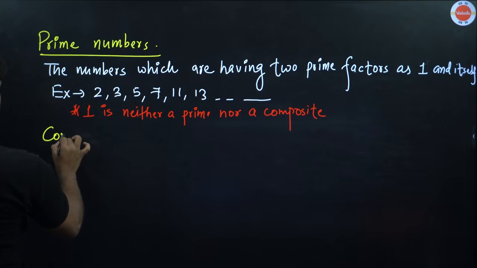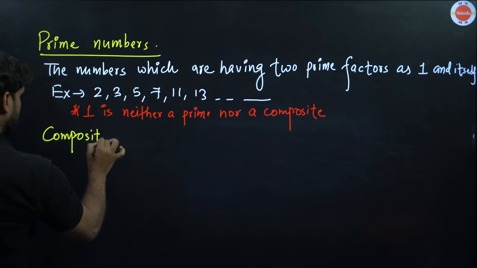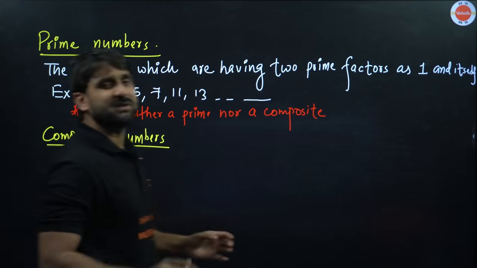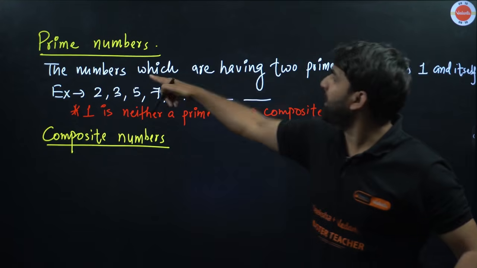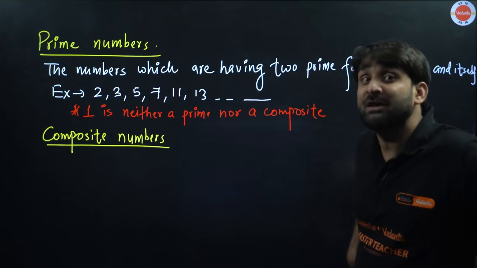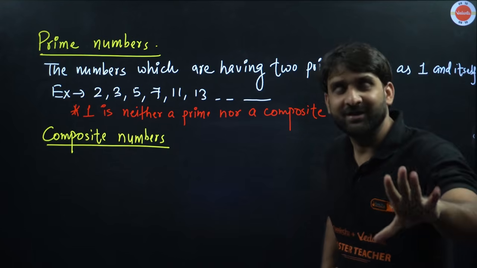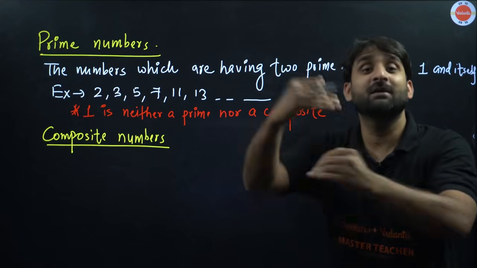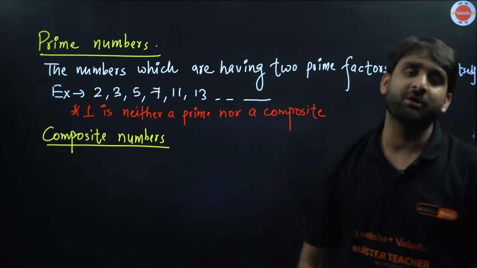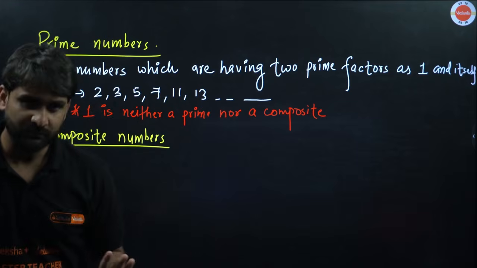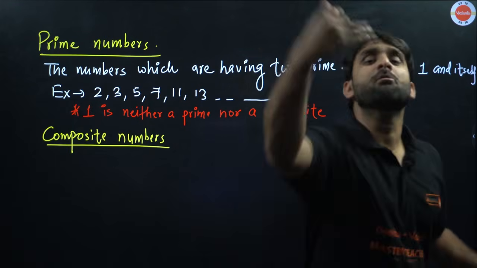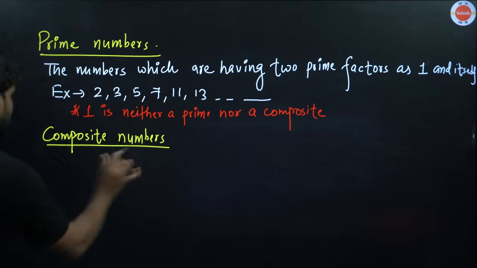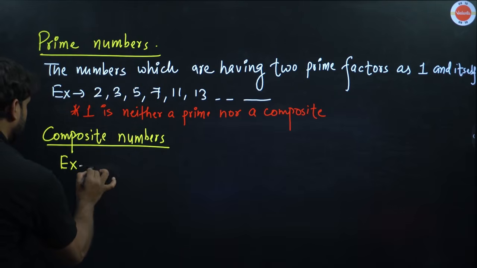The next topic is composite numbers. Composite numbers are just the reverse of this. In prime numbers, how many factors are there of each number? 2 factors, itself and 1. In composite numbers, there will be some more factors. Other than 1 and itself, the number of factors will be more than 2. Simple. Such numbers are called composite numbers. I don't need to write the definition here, you all have understood it.